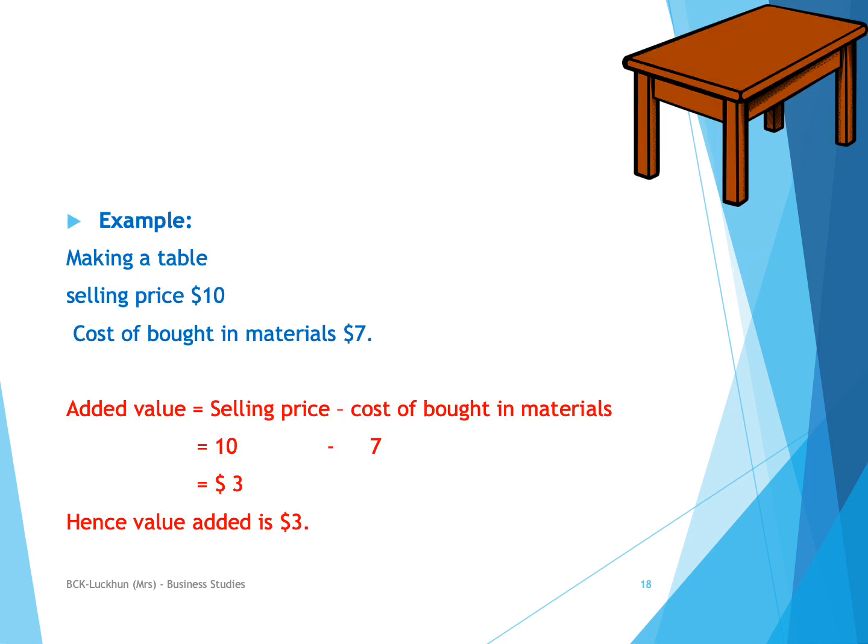Let us move on to an example on value added. For example, you are making a table. So the selling price is $10 and the cost of both materials and components is $7. So added value is equal to the selling price minus the cost of materials, which is equal to 10 minus 7, which is equal to 3. Hence, the value added is $3.